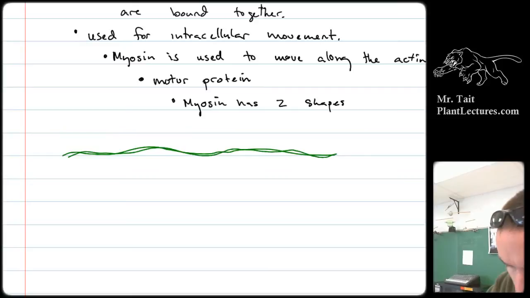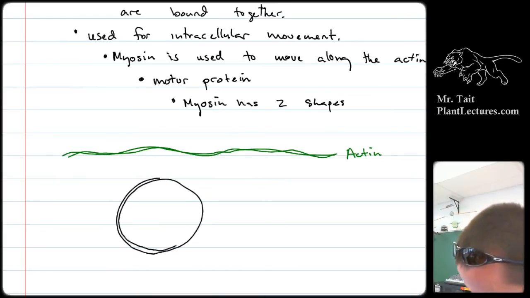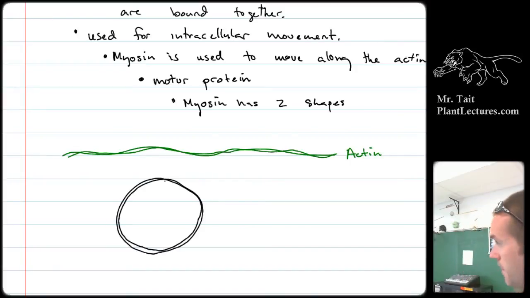Okay, so this is going to be actin, right? The actin microfilament. It's a long strand, and there's two of them that are bound together, right? And then we've got, say, a vesicle has budded off from somewhere, so we've got a double membrane here. And then embedded in that membrane, you have these proteins, and one of the proteins could be myosin, okay? And so myosin can have two shapes.